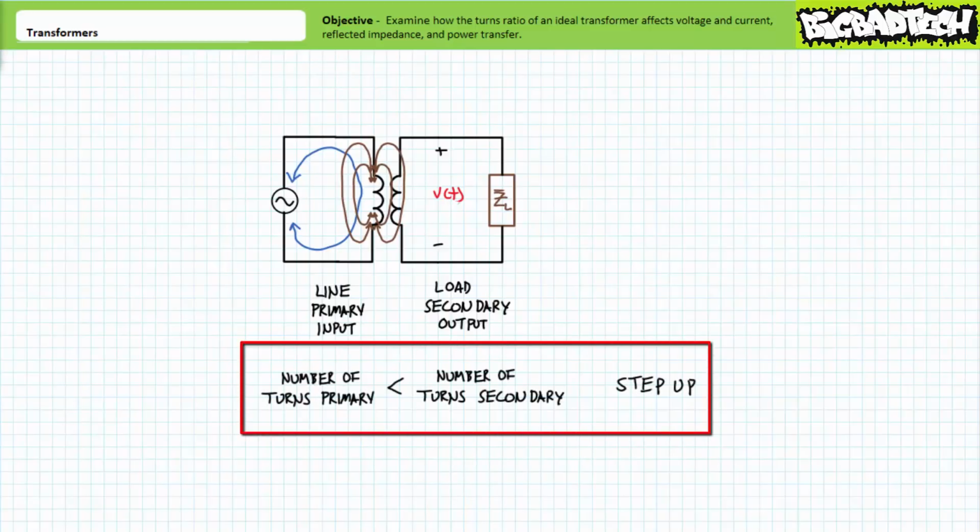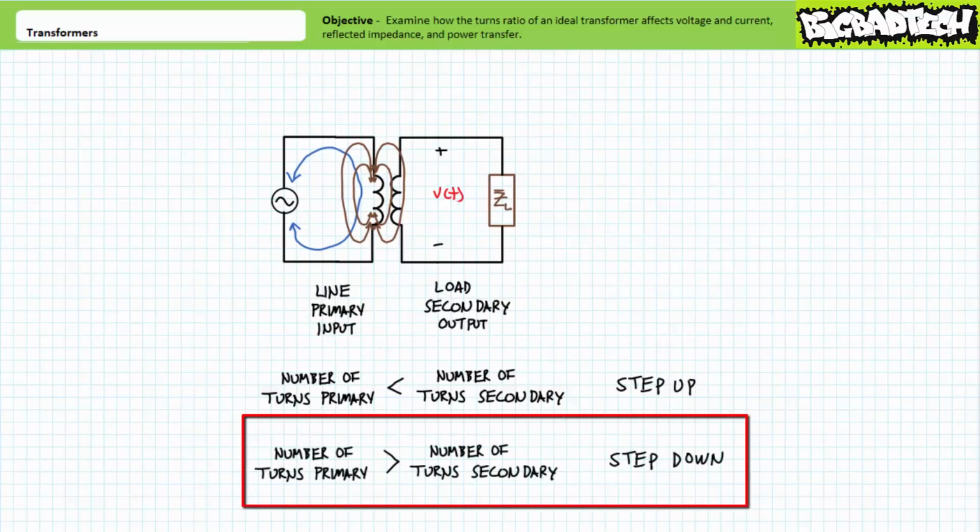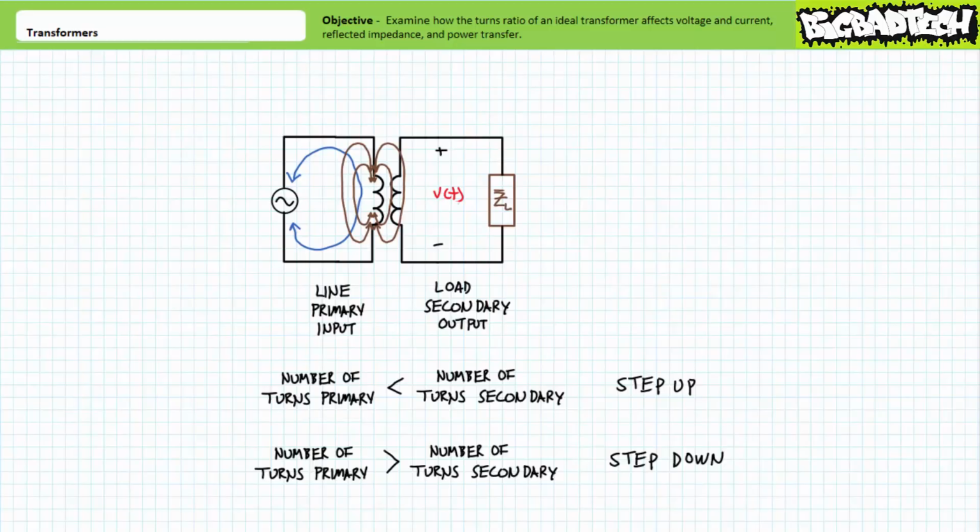If the secondary winding contains more turns with respect to the primary winding, a larger output voltage will be developed, and the transformer can be considered a step-up transformer in that the output voltage at the secondary will be higher than the input voltage at the primary. Similarly, if the secondary winding contains fewer turns with respect to the primary winding, a smaller voltage will be developed, and the transformer can be considered a step-down transformer, in that the output voltage at the secondary will be lower than the input voltage at the primary. In summary, the ratio of the number of turns between the primary and secondary determines the function of the transformer.